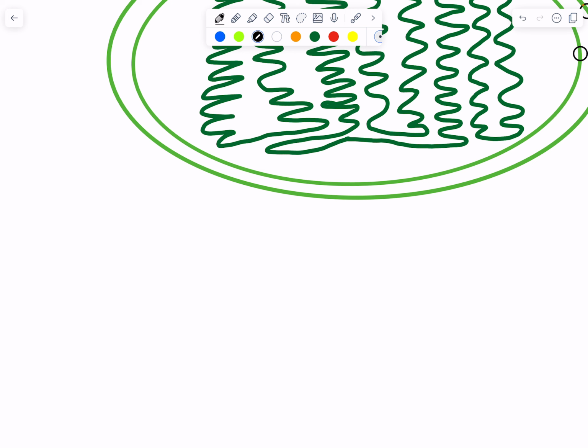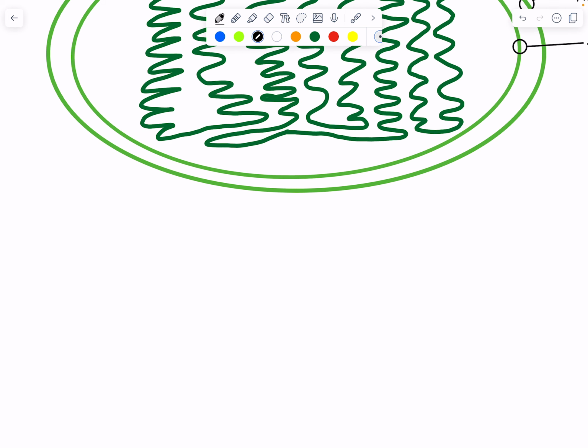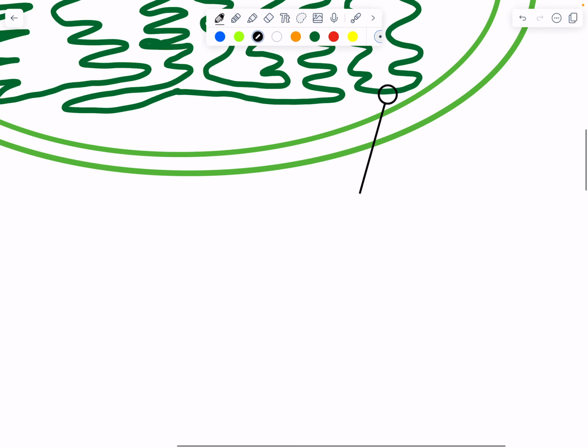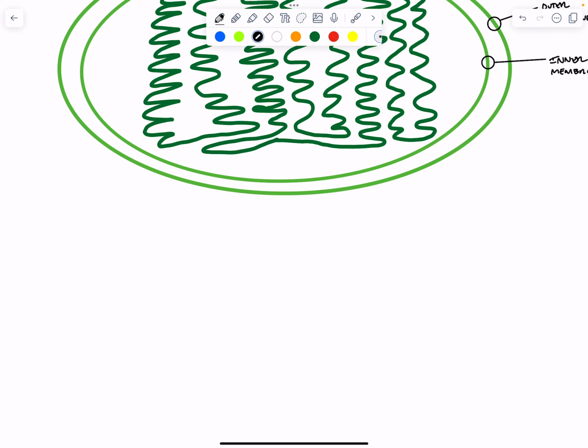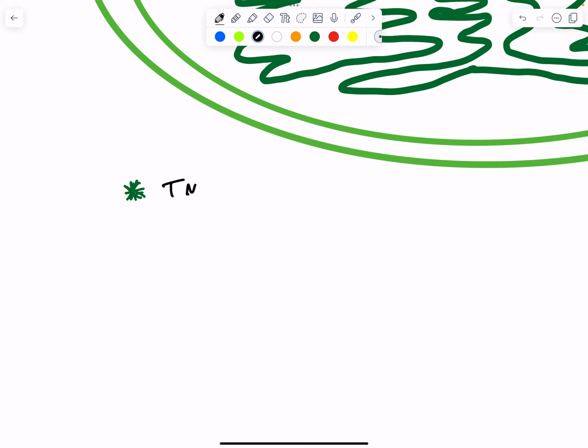How do I want to denote this? The whole dark green area, so maybe I should just color code it. The whole dark green area is called the TMS, and this stands for thylakoid membrane system.